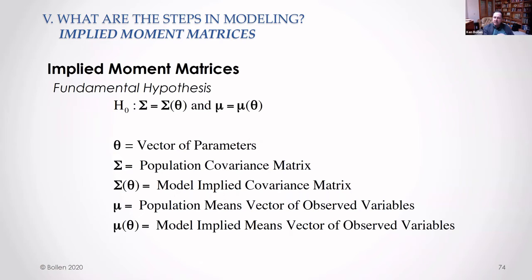So the composition of theta will depend on which one of these models you're using. Theta could contain regression coefficients, factor loadings, variances of errors, covariances of errors, variances of exogenous variables, covariances of exogenous variables, whatever is present in your model. That's what this theta is.